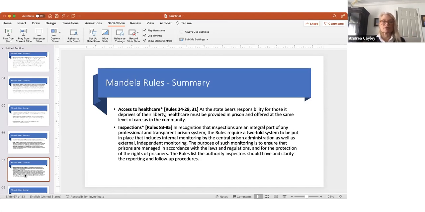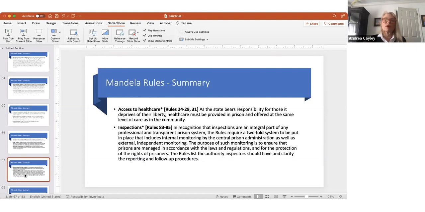Access to healthcare, number one, that's a big deal. As it keeps being repeated here, it deprives their liberty if they cannot, and their ability to defend themselves if they don't have healthcare. Inspections. In recognition that inspections are an integral part of a professional prison system, there's a twofold system to be put in place that includes internal monitoring of the prison system as well as external independent monitoring. The purpose of such monitoring is to ensure that prisons are managed in accordance with the laws and regulations, and the rules list the authority inspectors should have and clarify the reporting and follow-up procedures.